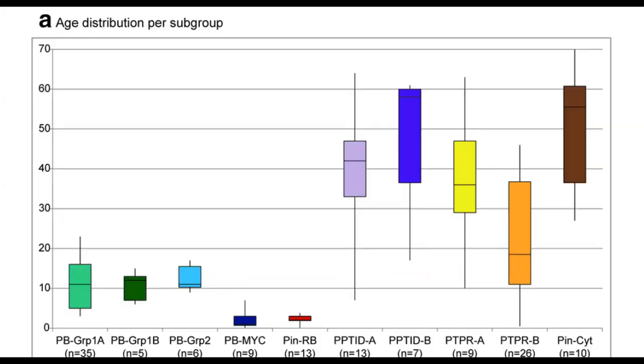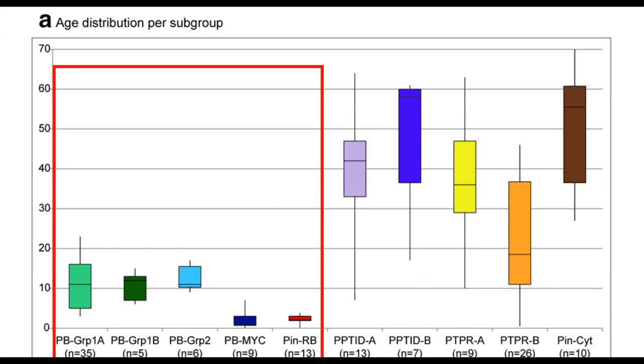Let's look at this paper just very quickly, vis-a-vis the age. This is the pineoblastoma, and it includes the retinoblastoma-like pineoblastoma. That's the PIN-RB at the far right. This is pineoblastoma, all the different molecular groups, methylation groups, including the MYC group. Retinoblastoma group, as I mentioned. Look at the age, 10 years old or even younger for the MYC altered and the retinoblastoma group. Childhood, so pineoblastoma, primarily childhood.